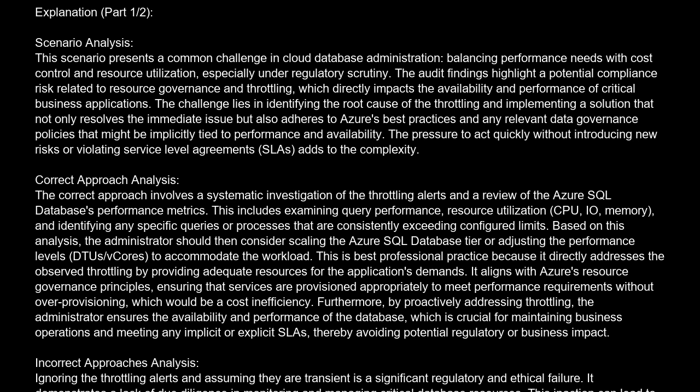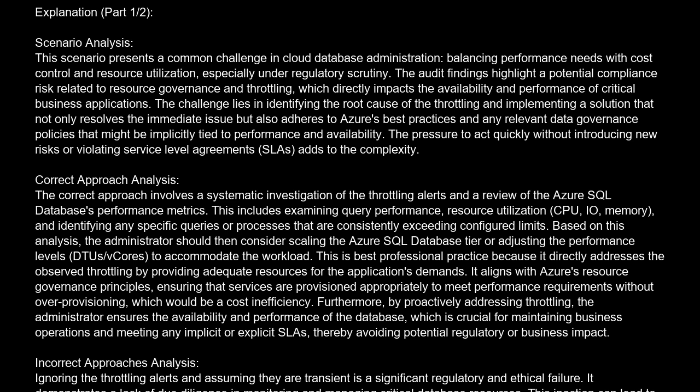This is best professional practice because it directly addresses the observed throttling by providing adequate resources for the application's demands. It aligns with Azure's resource governance principles, ensuring that services are provisioned appropriately to meet performance requirements without over-provisioning, which would be a cost inefficiency. Furthermore, by proactively addressing throttling, the administrator ensures the availability and performance of the database, which is crucial for maintaining business operations and meeting any implicit or explicit SLAs, thereby avoiding potential regulatory or business impact.